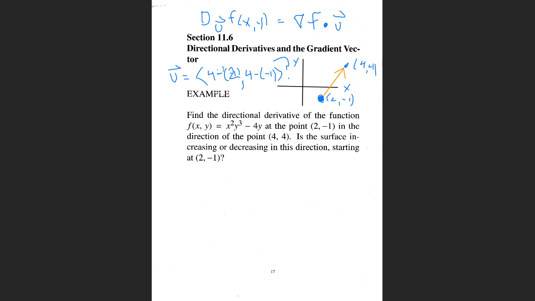Excellent, Charles. Excellent. Why not, Charles? Excellent, Ellie. Absolutely right. You have to divide by the magnitude. So this here would not be the u vector. This is a common mistake students make: they can get the direction vector, but they forget to divide by the magnitude.